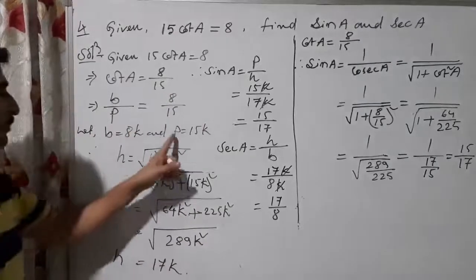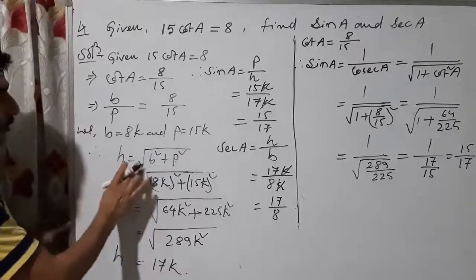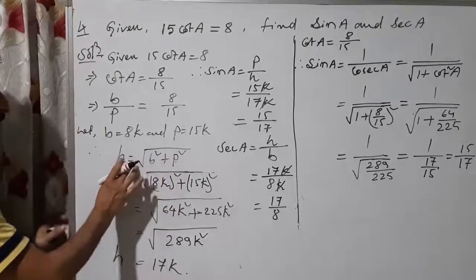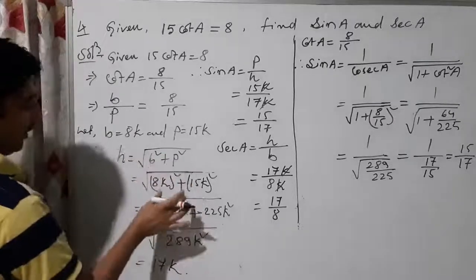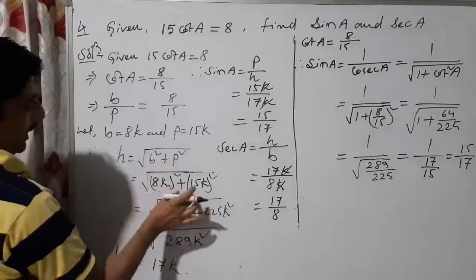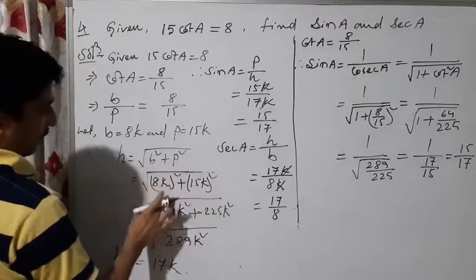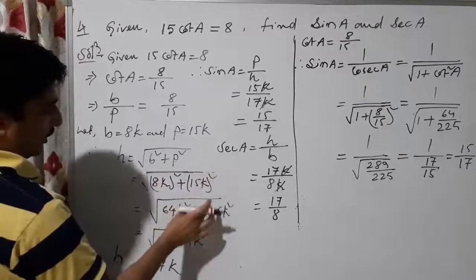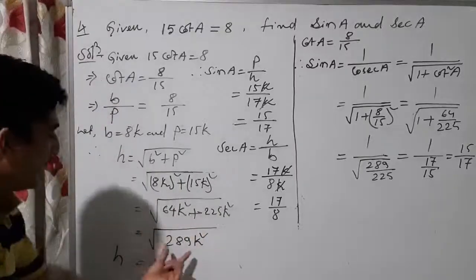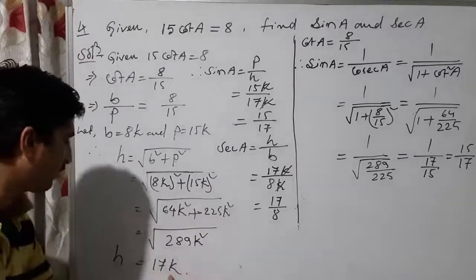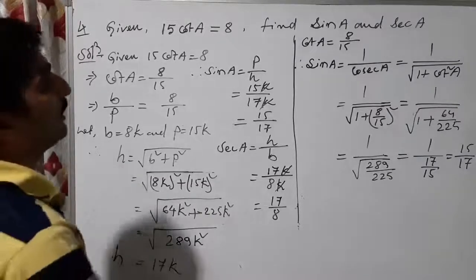So we have B and P for the right angle triangle. From here H you can find out. H equal to square root of B square plus P square. That is, hypotenuse equal to square root of base square plus perpendicular square, plain Pythagoras theorem. Put the values of B and P. Now 8 square is 64 K square, and 15 square is 225 K square. This total is 289 K square. Now the square root of 289 is 17 and the square root of K square is K. So hypotenuse is 17K.